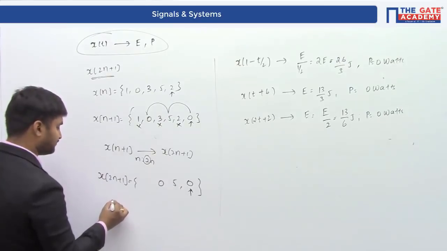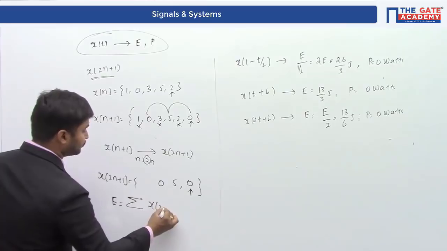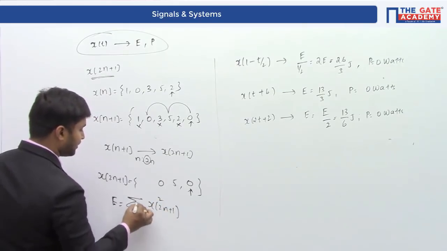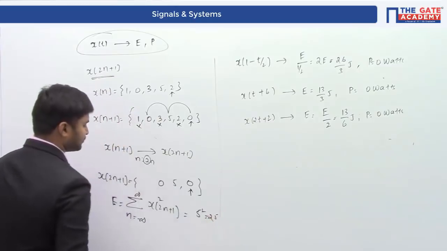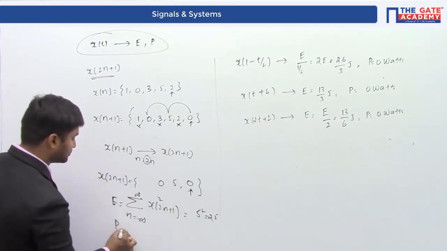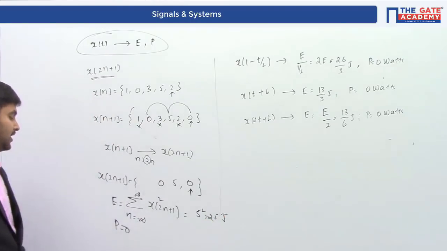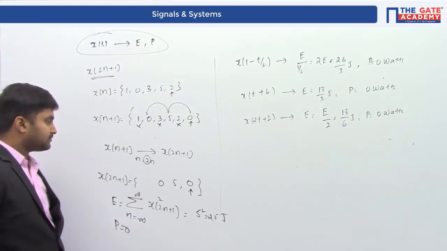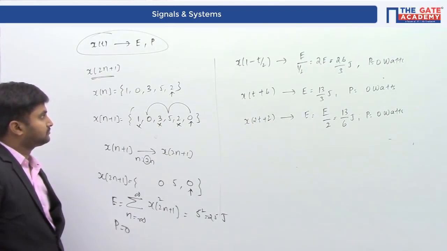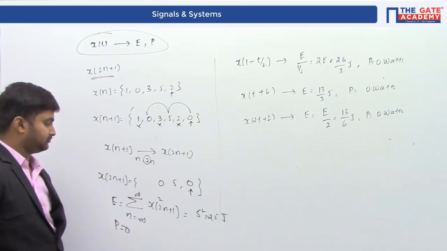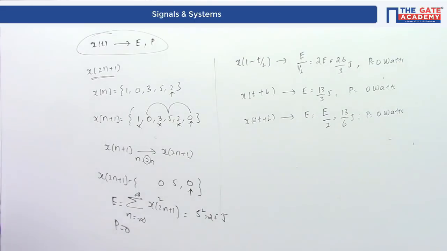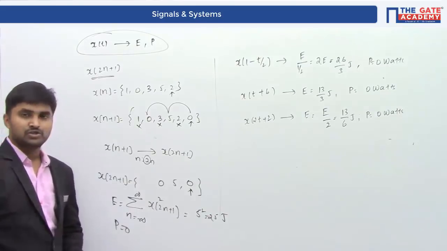Now we have to find the energy of this. Energy is the summation of x of 2n plus 1 squared, where n changes from minus infinity to infinity. You have only one sample, which is 5. So 5 squared is equal to 25. Whenever the energy is finite, the power is equal to 0. So 25 joules is the energy of the signal and the power is equal to 0. With this we complete the first question.